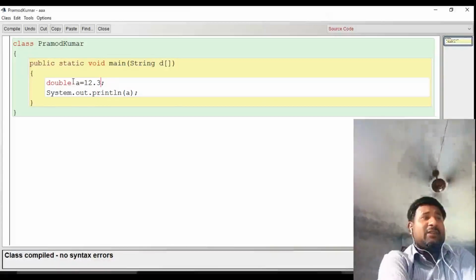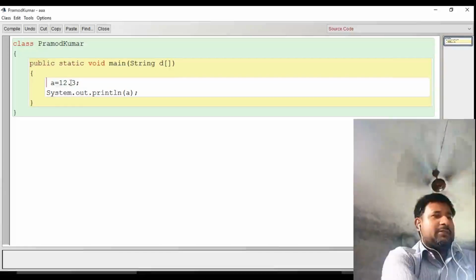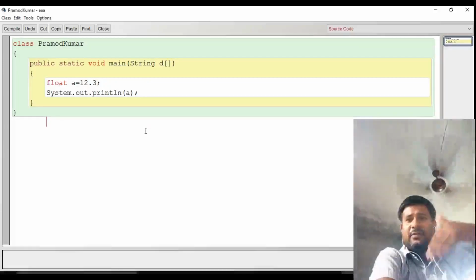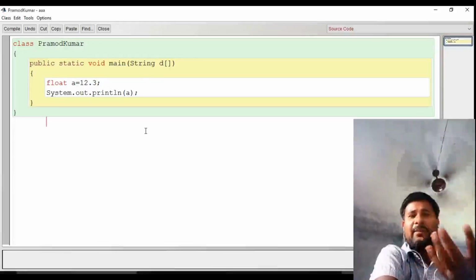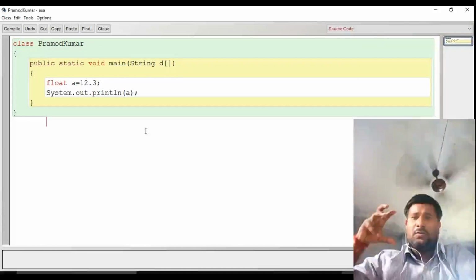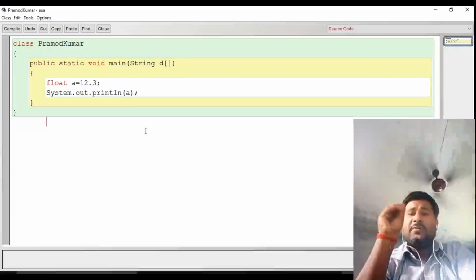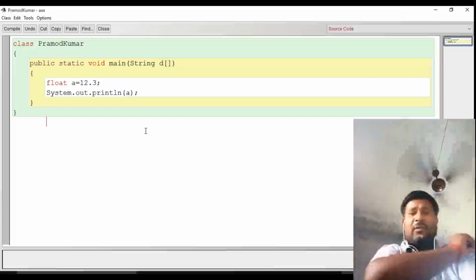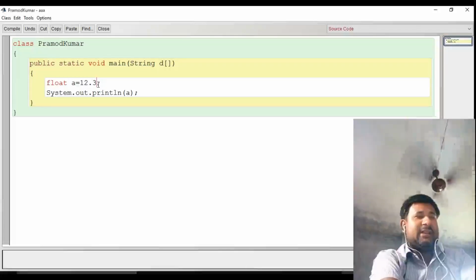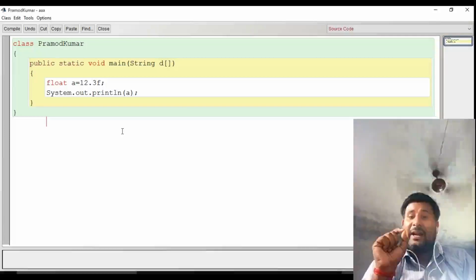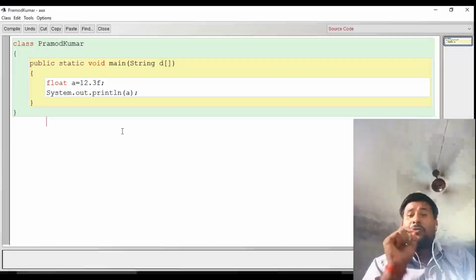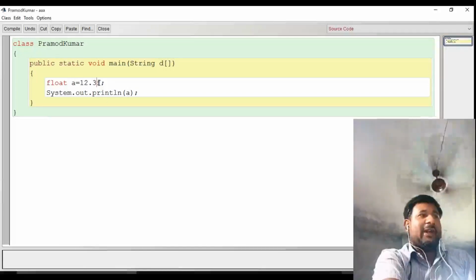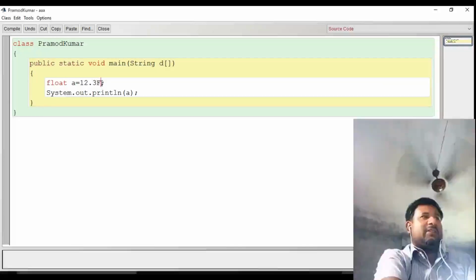So by default, listen, Java always treats the decimal value as a double, because double has the higher precision. But if you want to forcefully tell Java that you want to keep it as a float, then just write f here. Then you forcefully tell the compiler that you want to take this value in the form of float. That is why you write capital F or small f. Just write capital F here, there will be no problem, check it.